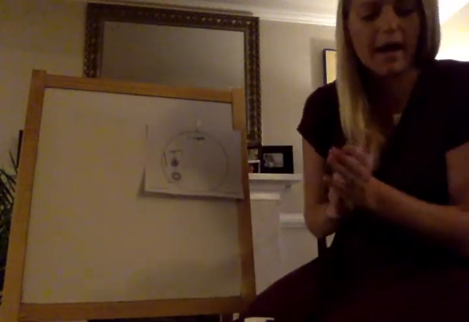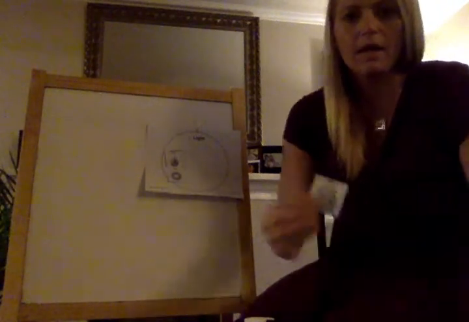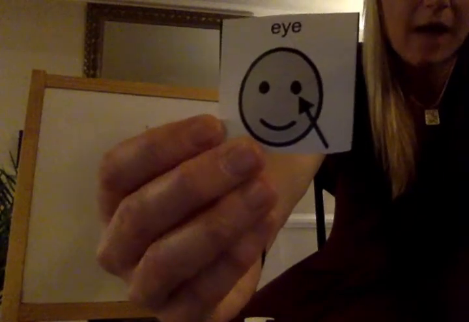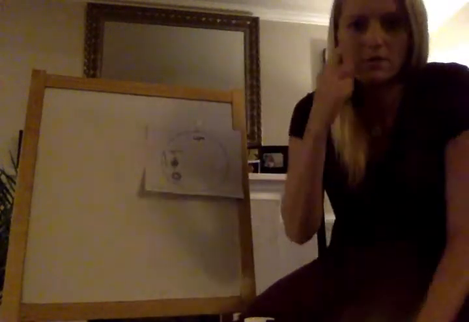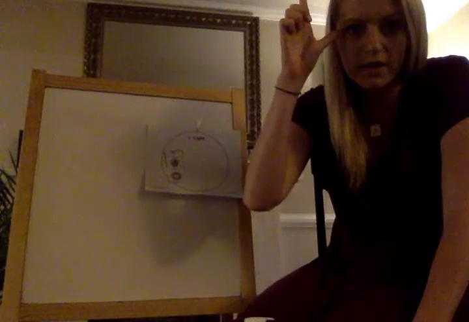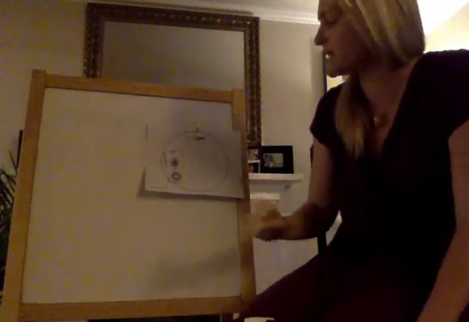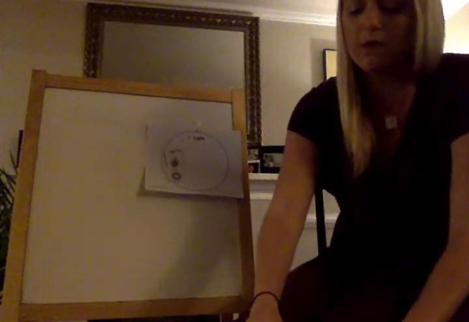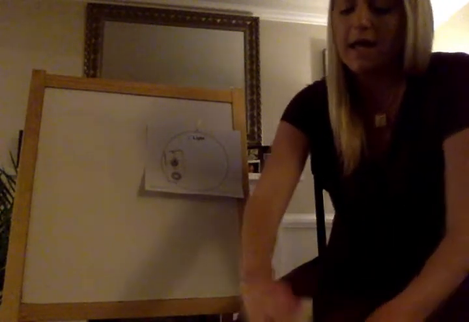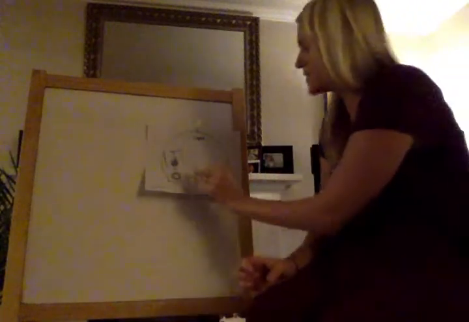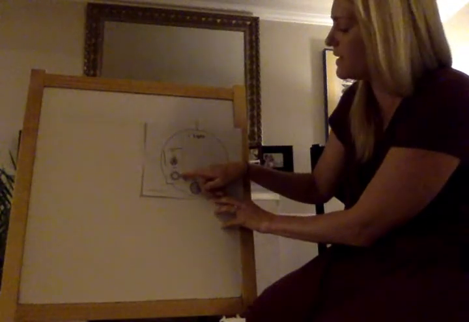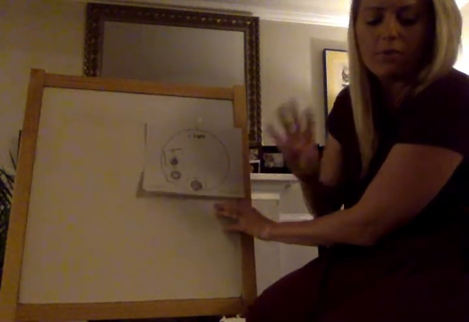The next word we have is eye. I use my eyes to look at the sun light. I use my eyes to look at fire to see light. Put your glue on the back of the word eye and glue eye in the circle. So far we have fire, we have sun, and we have eye. Four more.